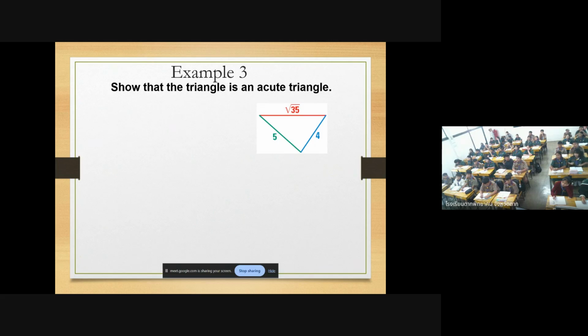How about that? Now, the first thing you need to do is find out the longest side. Based on the triangle, what is the longest side? What is the longest side? Longest side is square root of?